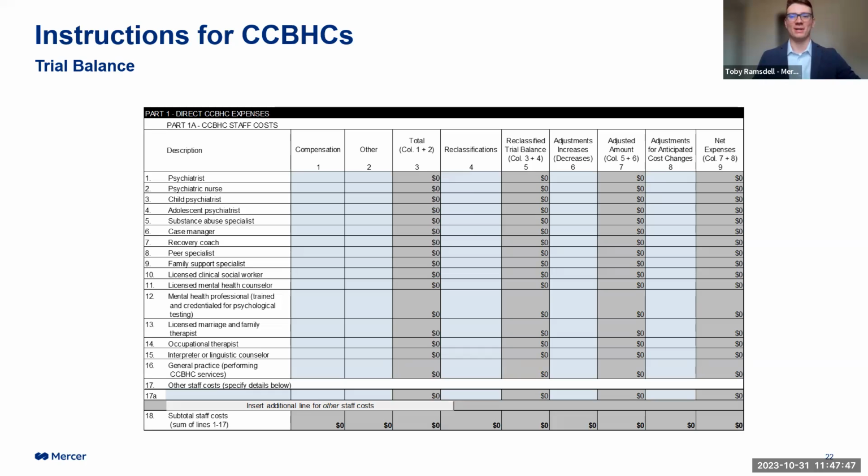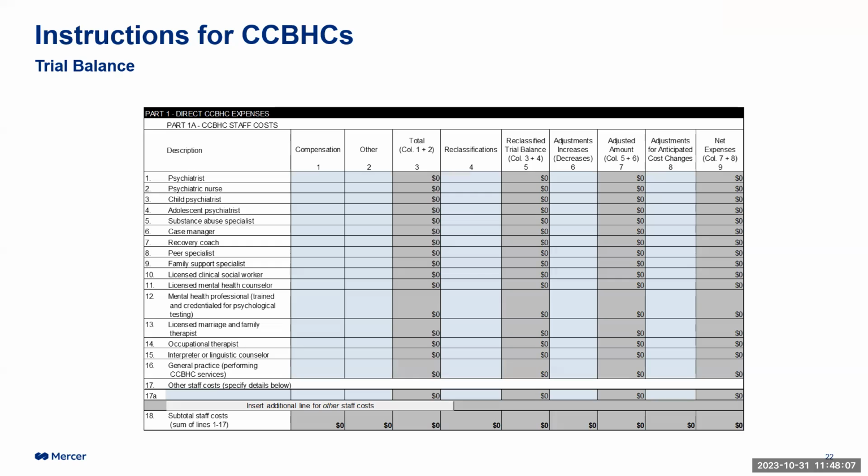I see that Mike is back on the phone. So Mike, if you'd like to jump in and continue from reclassifications through the rest of the trial balance, go ahead. All right, if you can't hear me, please let me know. Does that sound better, Toby? You sound good to me.